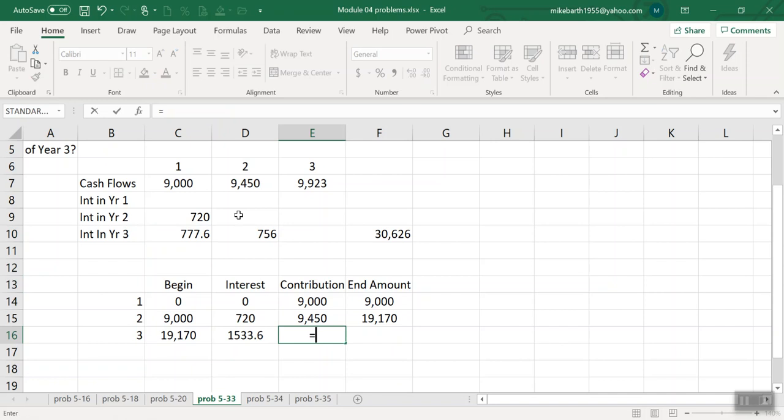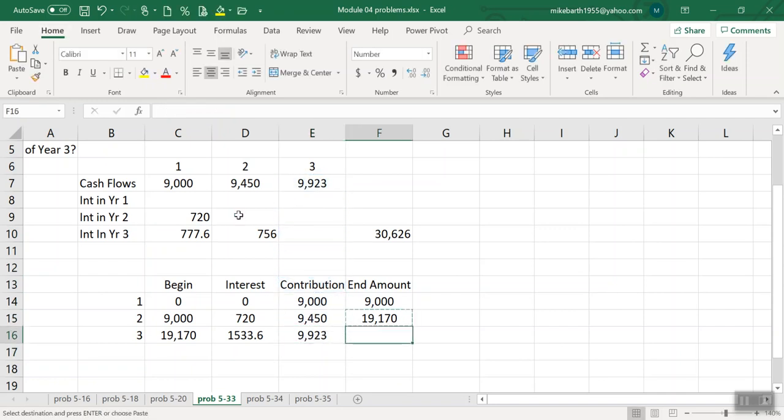And your contribution will be $9,922.50, so your grand total is $30,626. You're going to end up with the same amount either way.